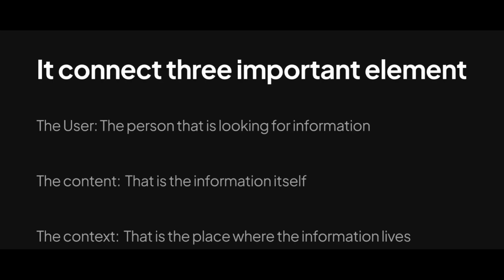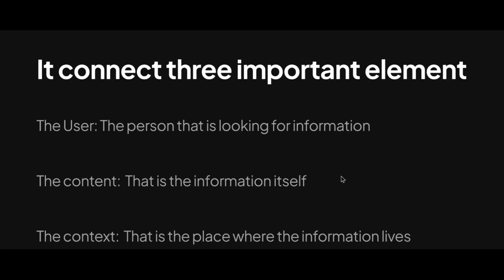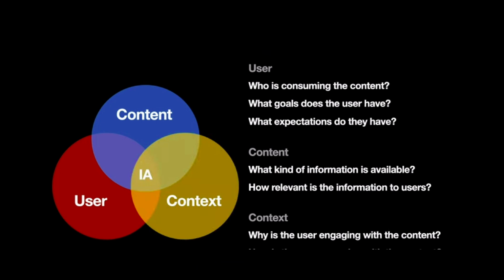Information architecture connects three important elements, which are the user, the content and the context. The user, the person who is looking for the information, the content, that is the information itself, and the context, the place where the information lives. So for the user who is consuming the content, what goals does the user have? What expectations does the user have? So whenever a user is coming to your platform, there's a particular expectation they have.